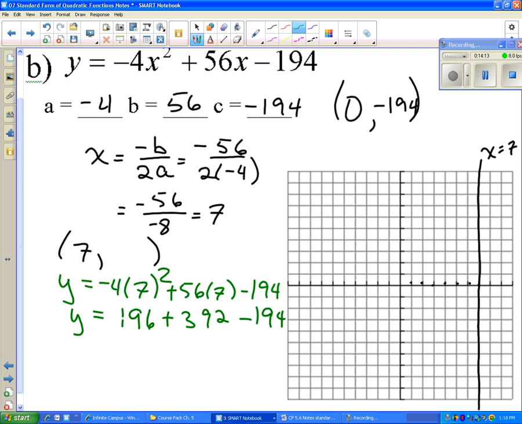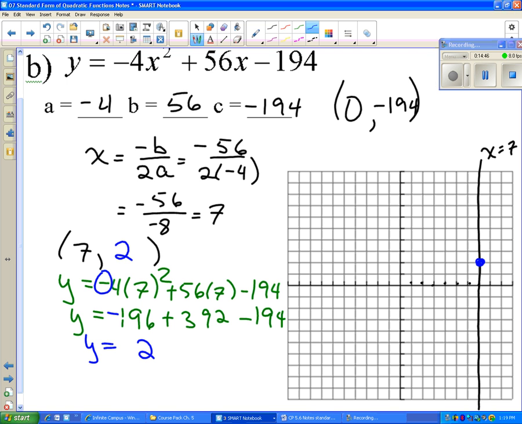If I put all of this together, now I already made another mistake. This is a negative 4, so this should be a negative 196. And I get my y to be 2. So I know that my vertex is at the coordinate 7, 2.